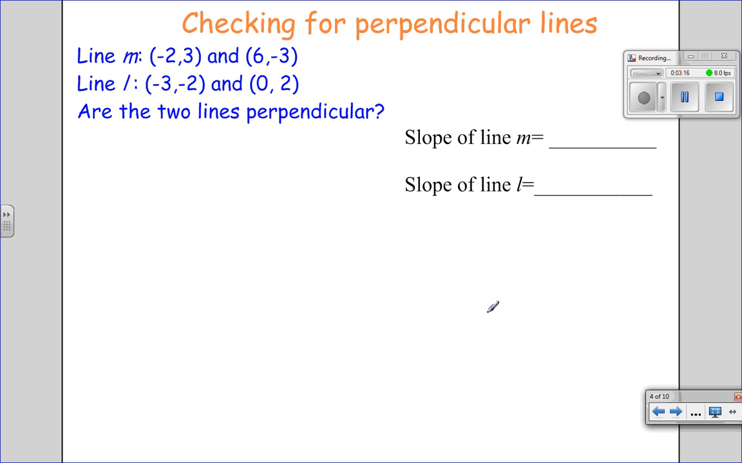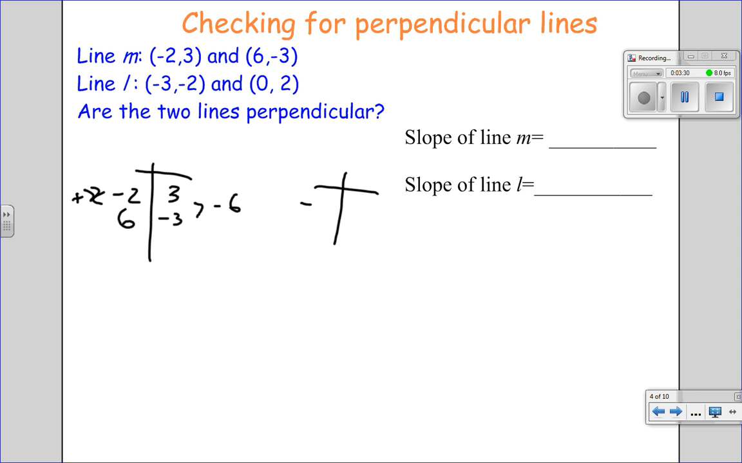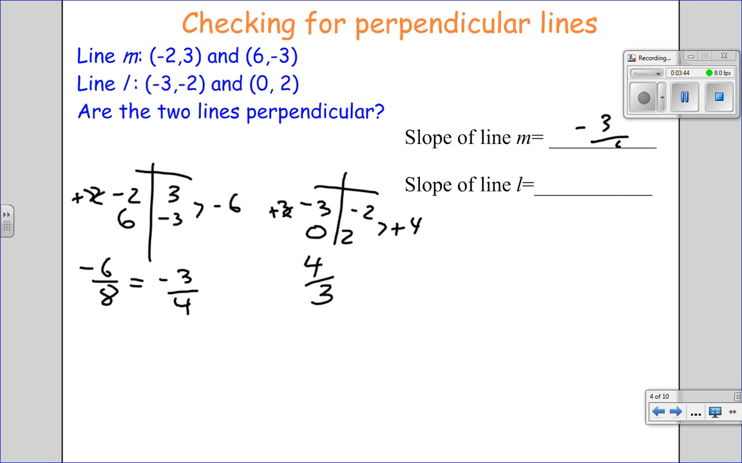Now pause the video and try this one out. Okay, so let's make our t-chart. (-2, 3), (6, -3), down 6, up 8. Same thing over here, (-3, -2), (0, 2), up 4, up 3, so this gives you 4 over 3. The other gives you -6 over 8, which reduces to -3 over 4. So -3 over 4 is flipped and opposite, so these would be perpendicular.